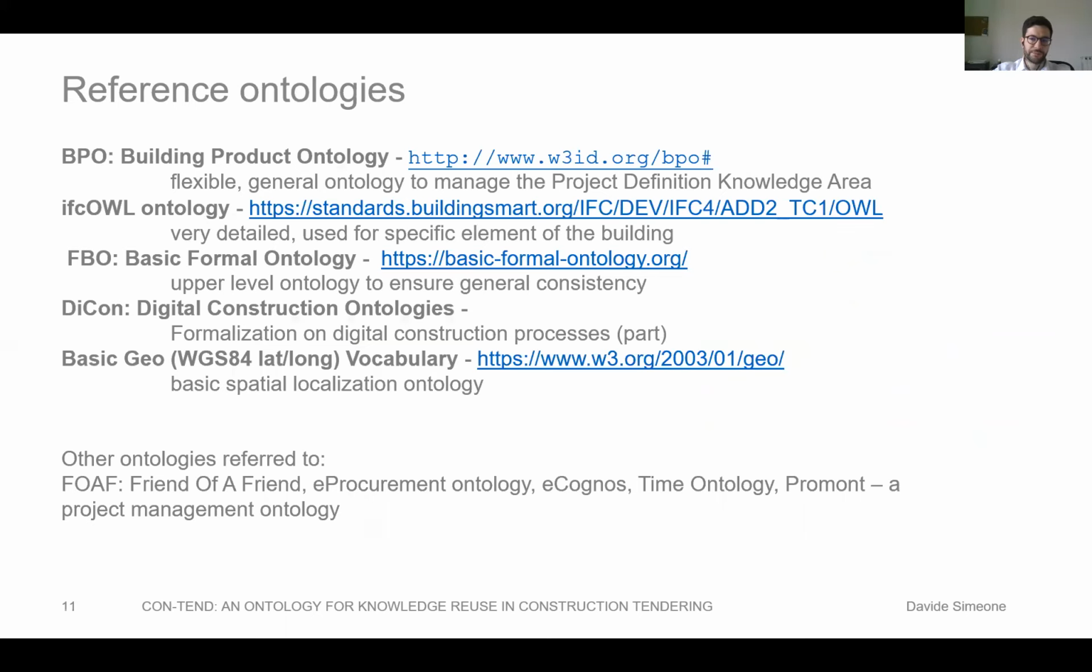So these are just some of the ontologies that we are looking into. The building product ontology is very general and helped us in developing the flexible general ontology. IFC OWL, we use this kind of ontology, but less than in other projects, because we are still working at a higher level in terms of description of the project, right? The IFC OWL is very, very good for expressing components, for instance, in the project itself. Then there are some others. I will just name them, without talking too much about them: there are very specific ones such as the DICON ontology, very recent, but there are also very general ones such as Friend of a Friend or e-procurement and so on.